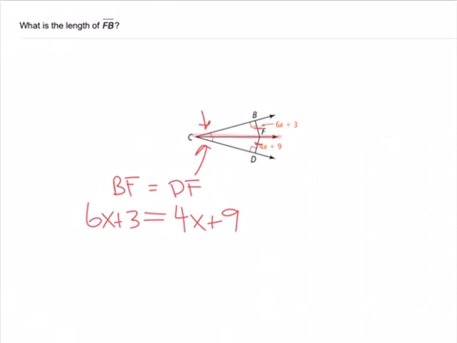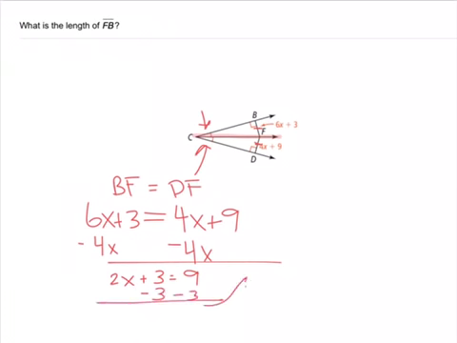All right, guys, so now we're going to go ahead and bring the baby to the mama. Minus 4x on each side. So I'll get 2x plus 3 equals 9. Minus 3, and take it up here. We get 2x equals 6. Divide by 2, and we got x equals 3.